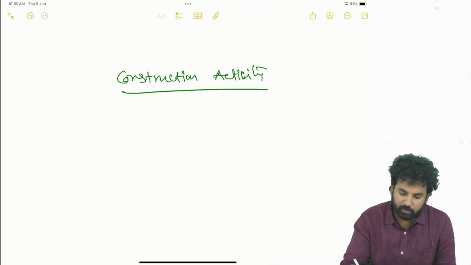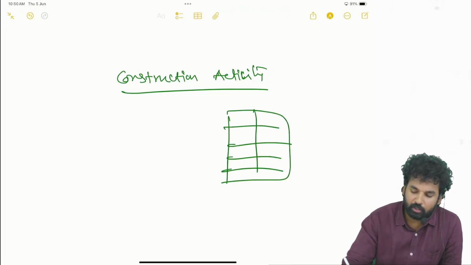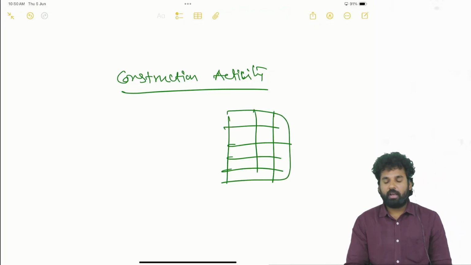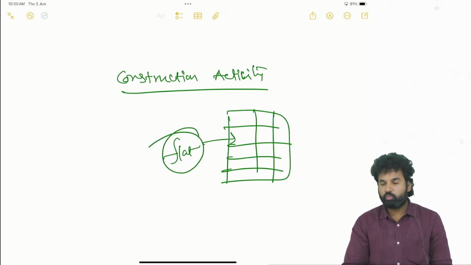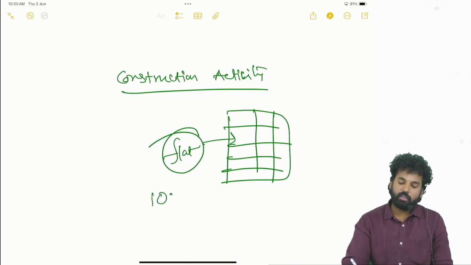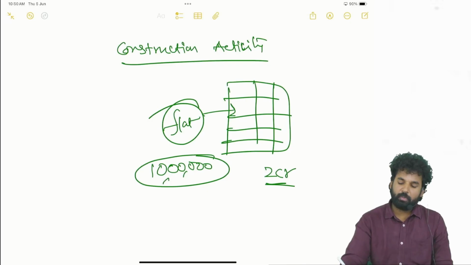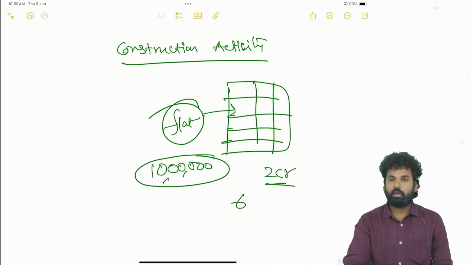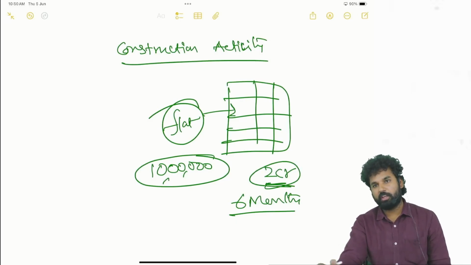Okay. Let's say a 10 floors building is there, and this is the plan. We want to purchase a flat. During the construction, we went to the real estate company and paid an advance of 10 lakh rupees. Actually, the flat is for 2 crores. The builder agreed to deliver the flat within 6 months. When the flat is handed over, the remaining amount of 1 crore 90 lakhs will be given to them. Then it will be registered.